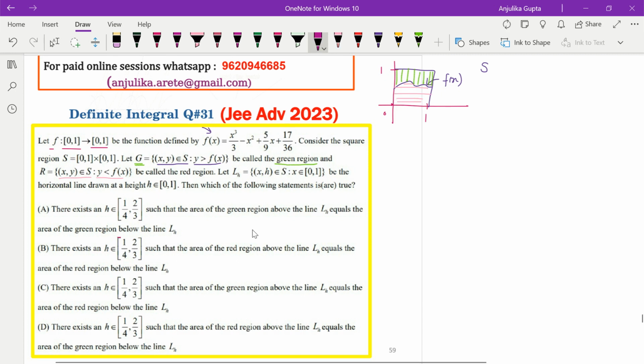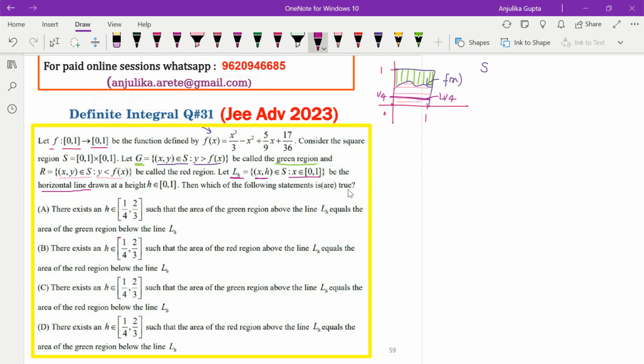Next, they are defining L_h. L_h is a horizontal line. What kind of horizontal line? x varies from 0 to 1, and h is fixed. For example, if I take h to be 1/4, this would be my L_1/4. This is a horizontal line whose y coordinate is 1/4.